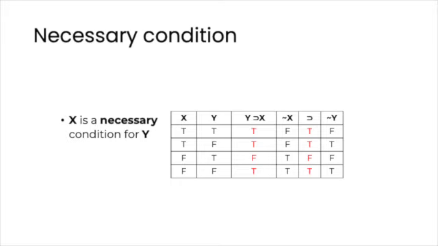Now, as this table shows, Y horseshoe X is equivalent to not X horseshoe not Y. So this gives us another way of expressing X is a necessary condition for Y.